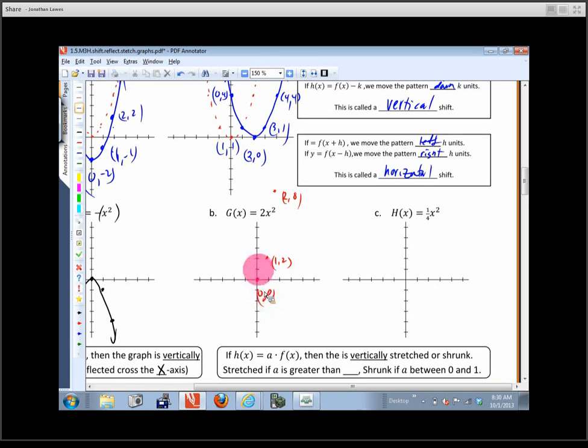And what happens on the other side? What happens if you plug in a -1? I hear people saying, what is it? It's the same thing, right? So this is going to be a 2 here, and this is going to be -2, 8. And this is -1, 2. And we get that shape right there.